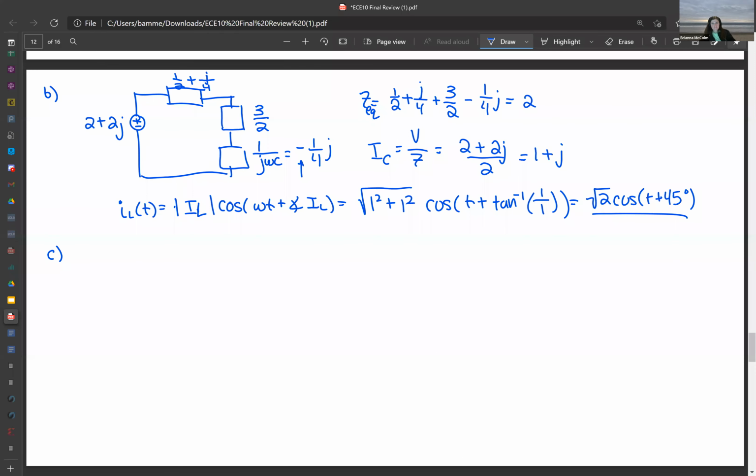Now part C. In part C, we are finding the value of the load resistor such that the maximum power is delivered to the load impedance. This is our Thevenin equivalent here, and then this is the load impedance that was given to us, sorry.